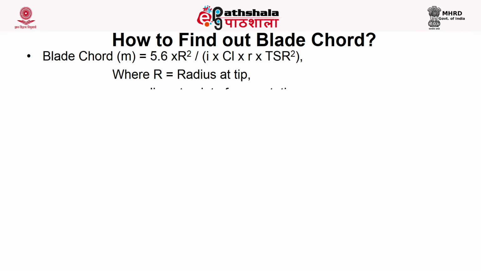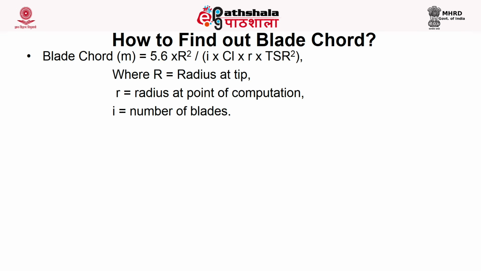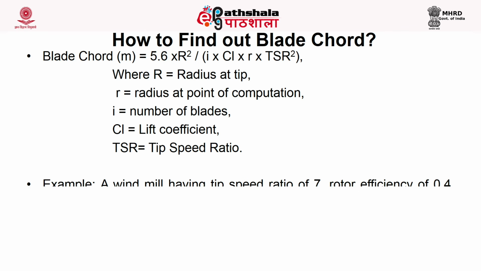Blade chord is equal to 5.6 into R squared by I into Cl into r into TSR squared. That is 5.6 into the radius at tip, divided by I, that is the number of blades, multiplied by lift coefficient, multiplied by the radius at point of computation, and it is multiplied by the square of the tip speed ratio.